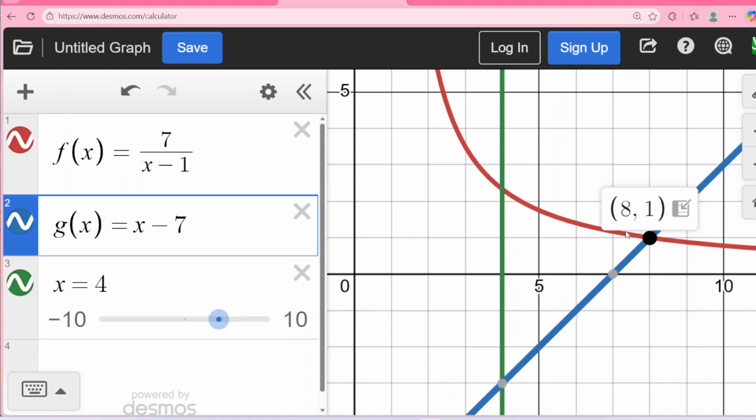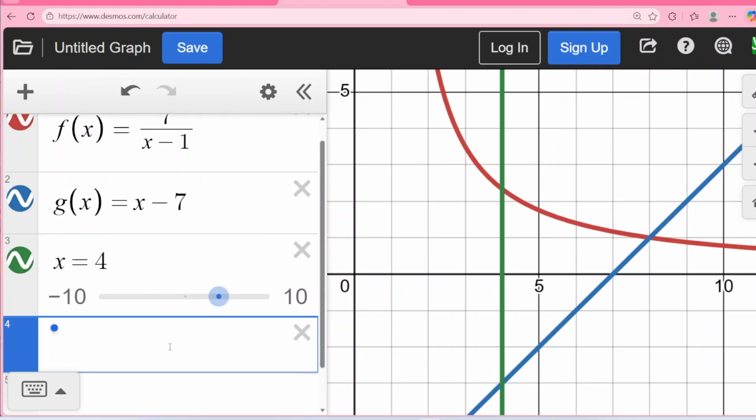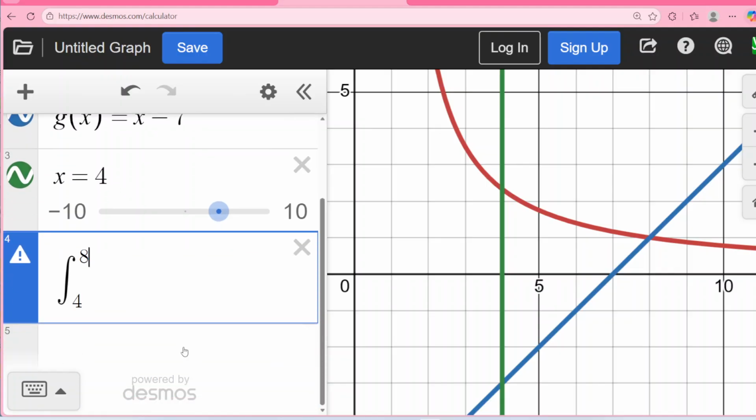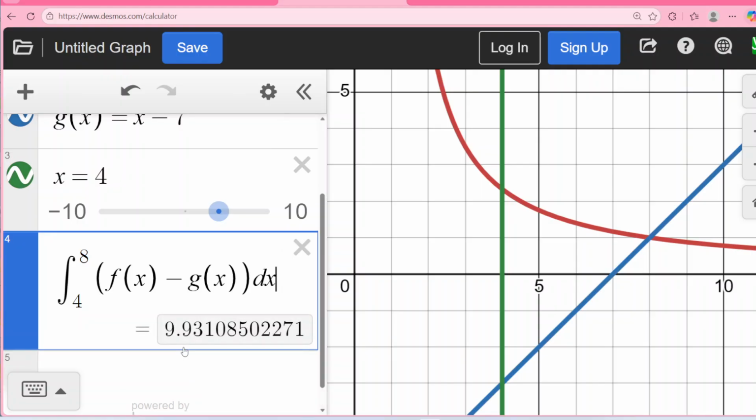From x equals 4 to x equals 8, the red curve f is on top and the blue curve g is on bottom. Now if I integrate, do the integral from 4 to 8 of f of x minus g of x dx, it's not going to be a nice value because the antiderivative of f will involve a logarithm. So I'm going to do this one by hand.